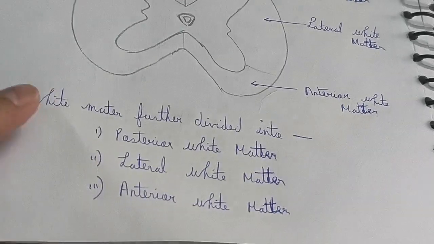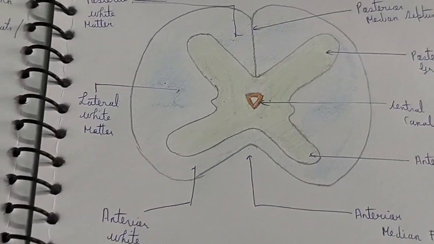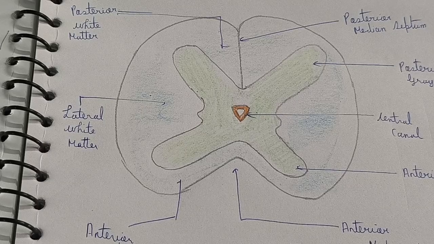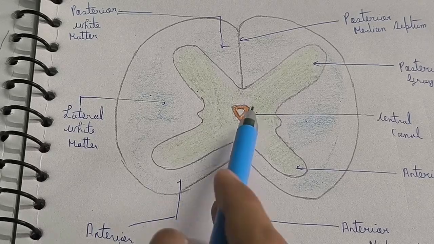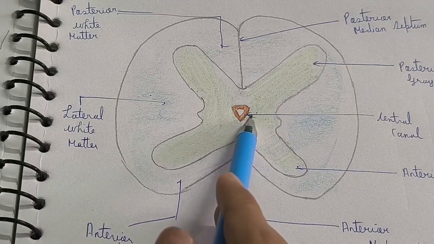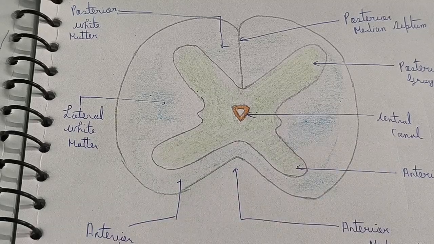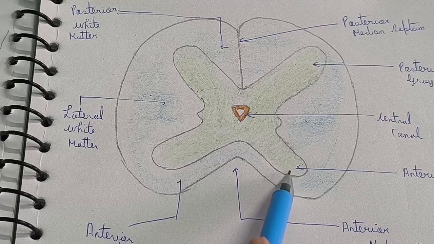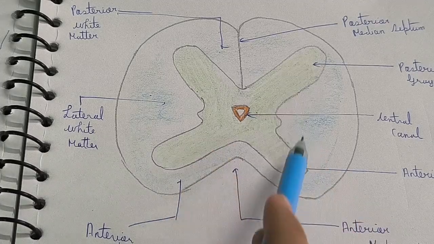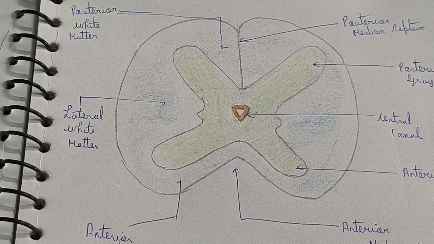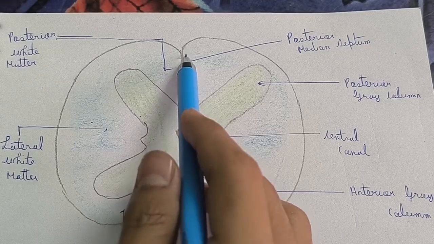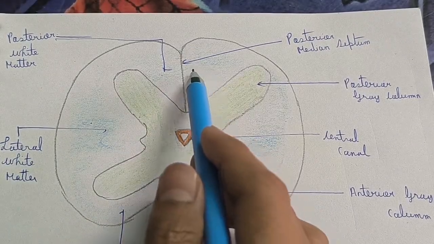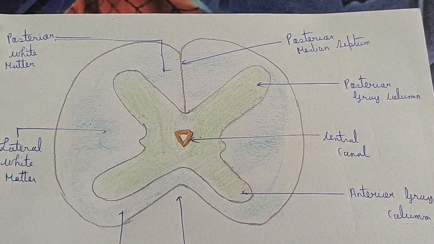So that's all about development of the spinal cord. Now this is the normal spinal cord which is there in our body. First of all, you can see this is the central canal, which is formed from the ventral part of the lumen. This is the posterior gray column and this is the anterior gray column. These are formed from the mantle layer. And this is the posterior median septum, which is due to the obliteration of the dorsal part of the lumen.